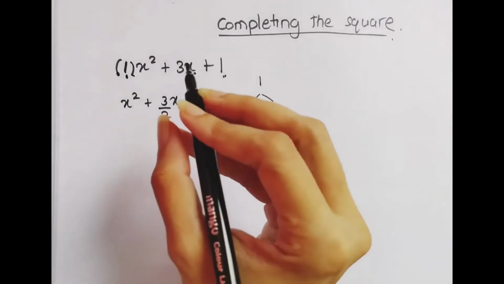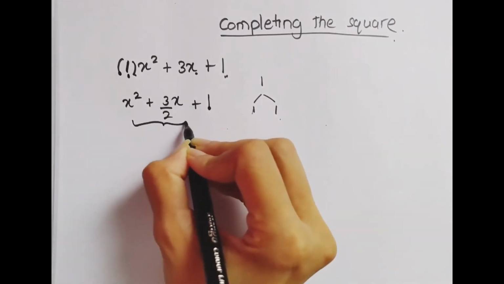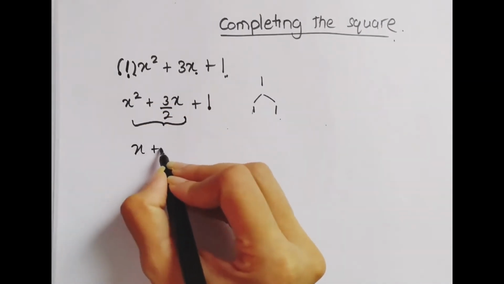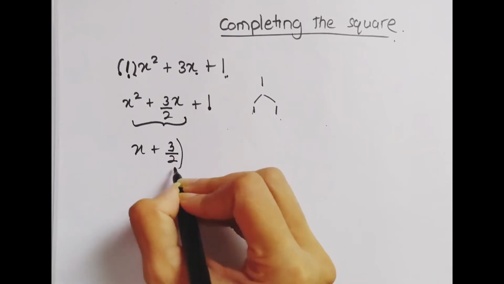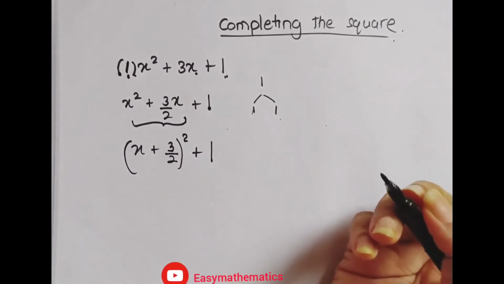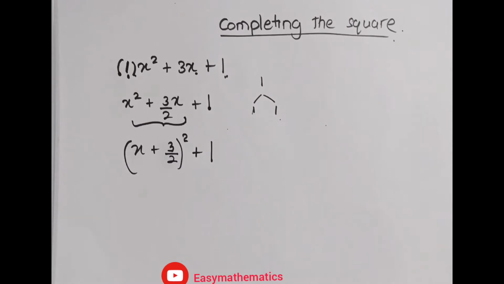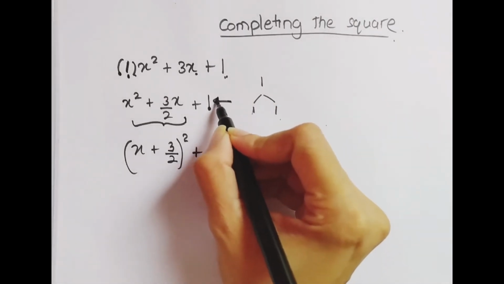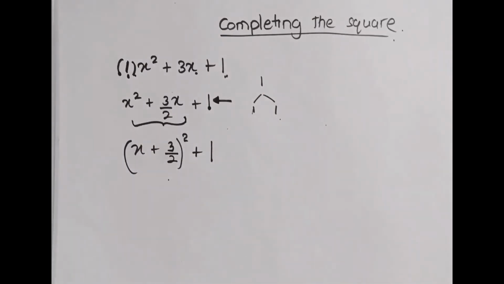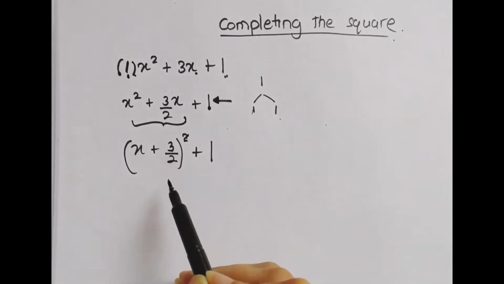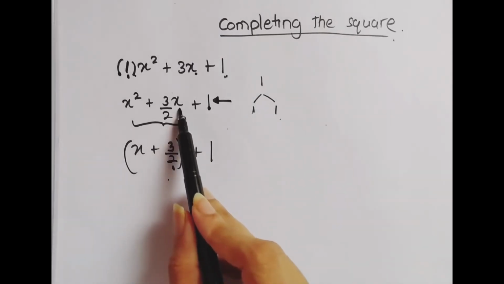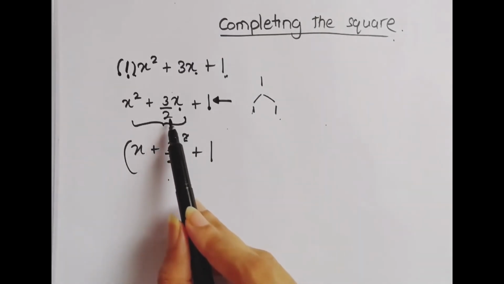So x squared plus 3x by 2 plus 1. And then I'll make a factor using this. So x plus 3 by 2 whole thing squared plus 1. You don't have to write this step. I just showed you dividing this and then getting it like this. So the number here should be the coefficient of x after you divide that by 2.